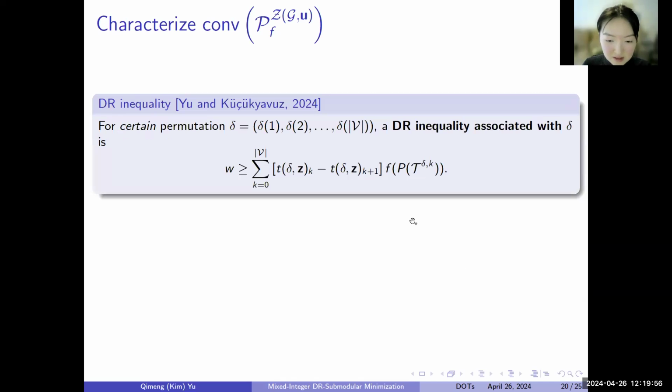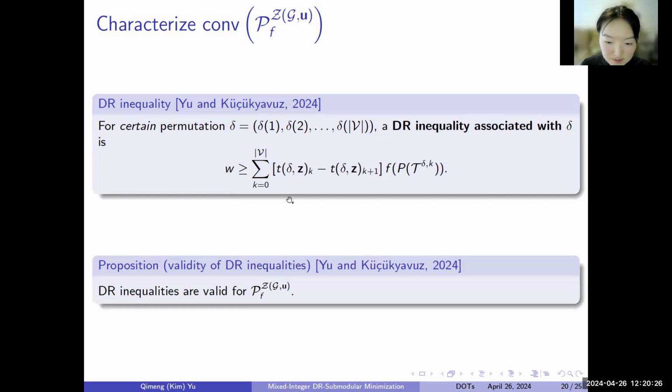All right. Now we face the second big challenge, which is to characterize the convex hull of the epigraph, not just the feasible region, but now one dimension up with the epigraph dimension. We proposed what we call the DR inequality. Each DR inequality is associated with a delta, which is a permutation of all the indices. So as you can tell, there could be exponentially many of these. And again, with some hard work, we managed to show that these inequalities are indeed valid for the epigraph.